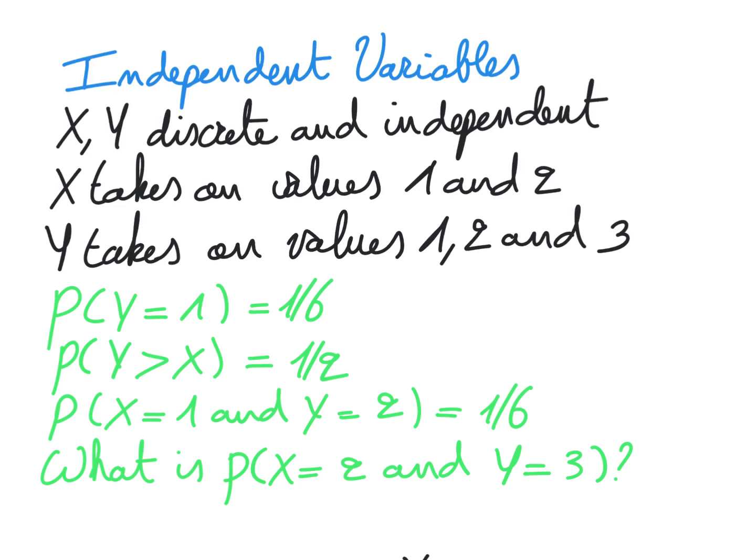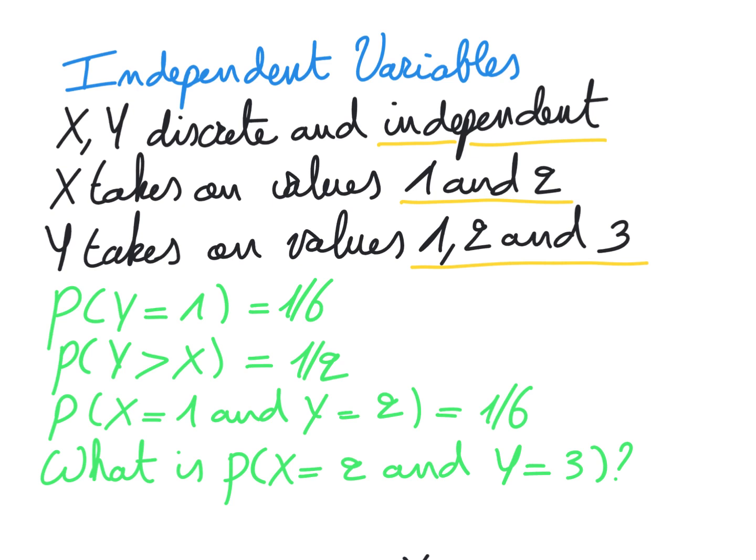Let's take a look at an exercise on independent variables. In this exercise, we have two variables, x and y. They are both discrete and they are independent. And the fact that they are independent will be very important here. X takes on the values 1 and 2, and y takes on values 1, 2, and 3.